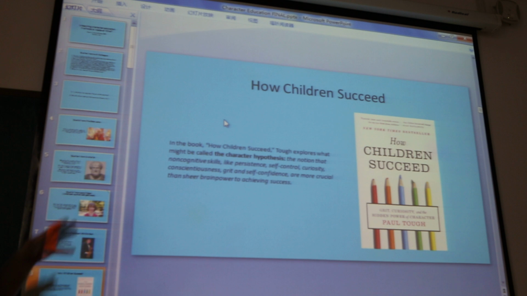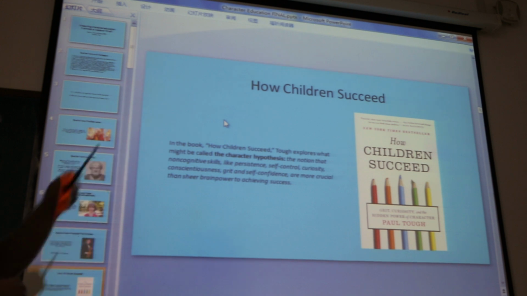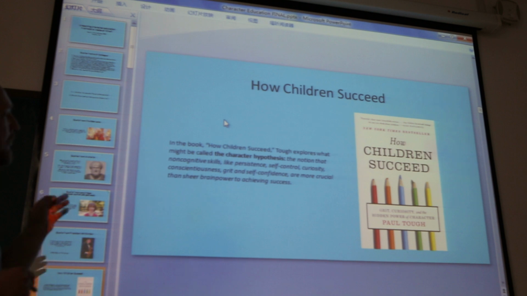Okay, so in the book How Children Succeed, the author explores what might be called the character hypothesis, which is the notion that non-cognitive skills like persistence, self-control, curiosity, conscientiousness, grit, and self-confidence are more crucial than sheer brain power to achieving success. I bought this book recently. I've read the first 2 or 3 chapters. It's excellent. So I'm going to read some notes. Some of this I'm pulling from some articles I found online. They'll be in my references.